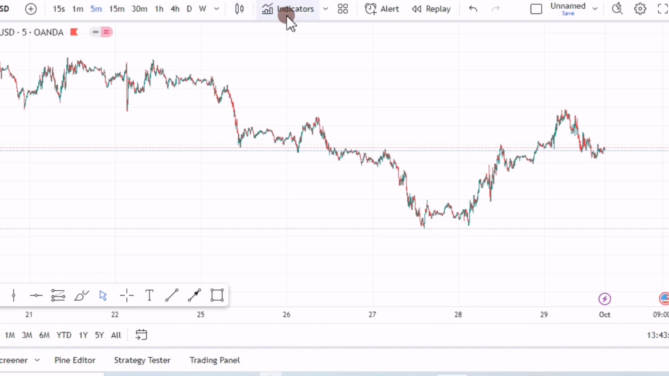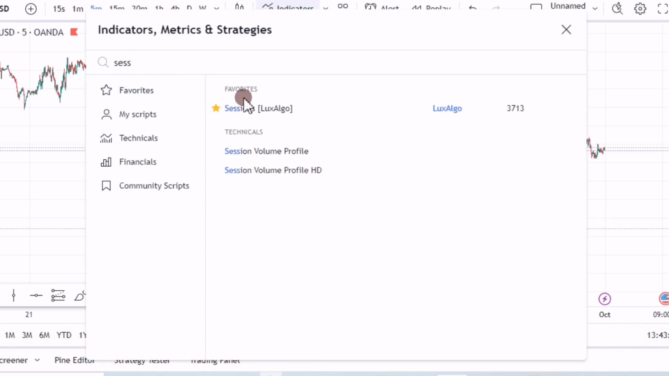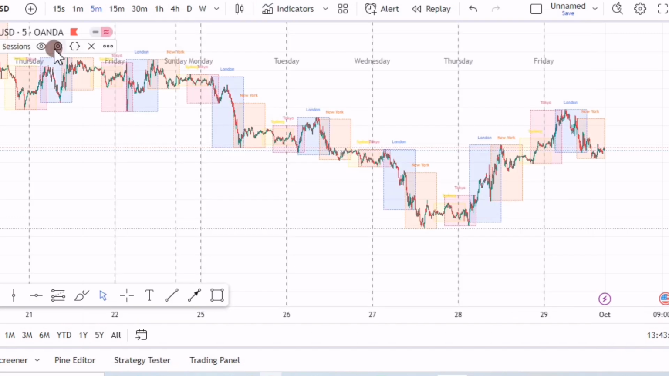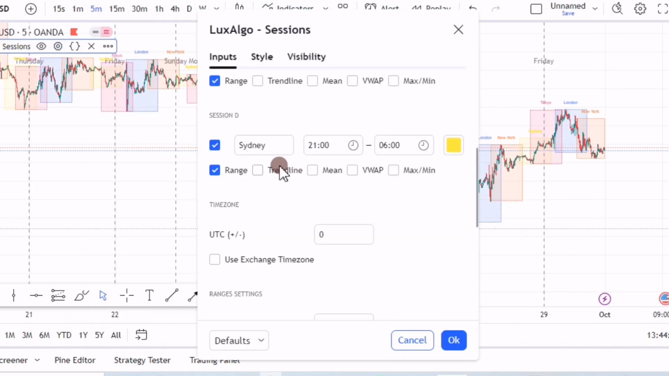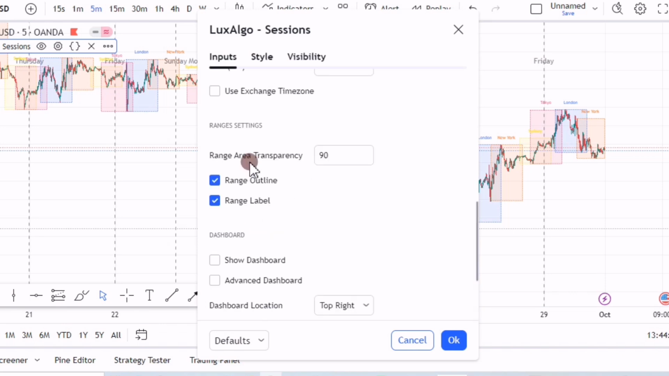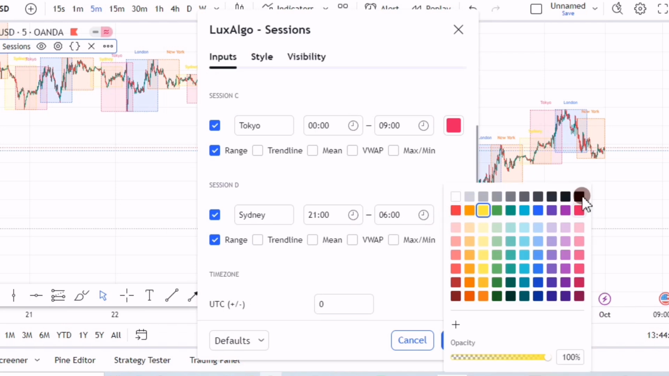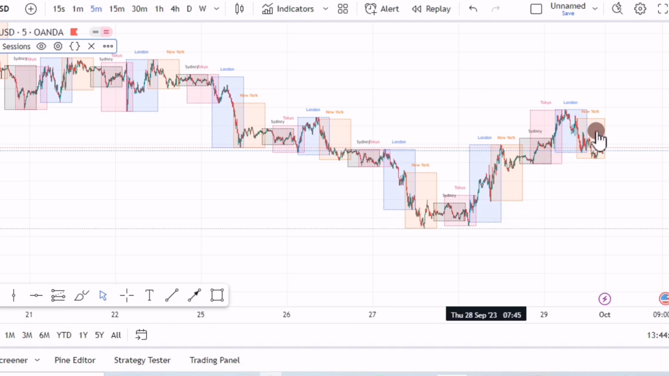Okay, let me just set up that indicator, the sessions indicator. On the search box, just type sessions, okay, and then you select this one. Let's put a few settings on this indicator. I'll just scroll to the bottom and check that last box, and then because my screen is white, I'll put a black color on the Sydney session, and then I press OK.